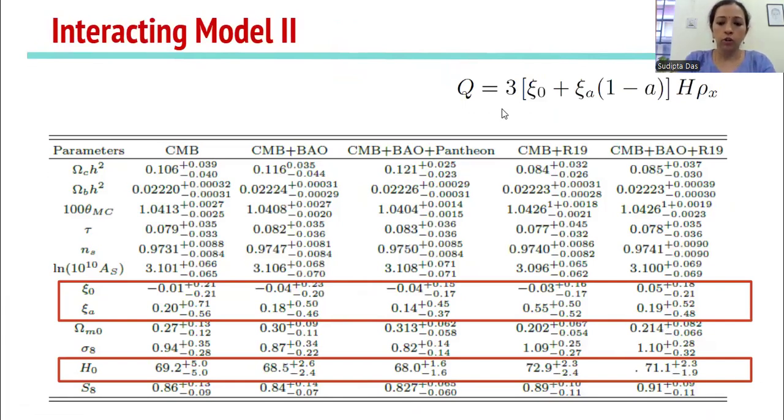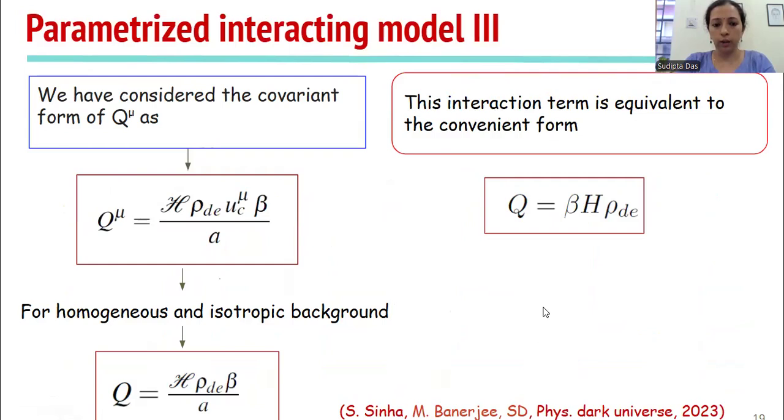People have also worked on some other forms of Q, which is proportional to H times rho dark energy, but the functional form is different. For that also, for some of the datasets, they could obtain some higher value of H0. But again, if you look at the value of epsilon, it is around 0.2, 0.5. So the strength of interaction is quite high.